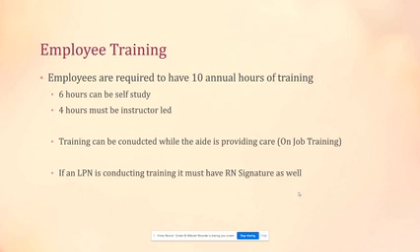Employees are required to have 10 hours of annual training. 6 hours of them can be self-study, which will be your online courses, Allison courses, or printed materials that you give them. 4 hours must be instructor-led. That means 4 of those 10 hours must be signed off by a nurse. Training can be conducted while the aide is providing care, which means basically on-the-job training.